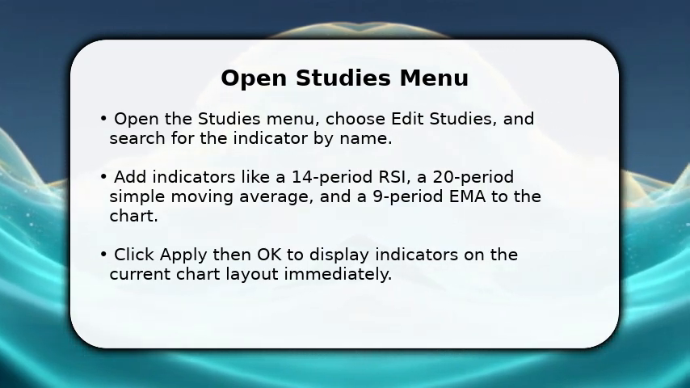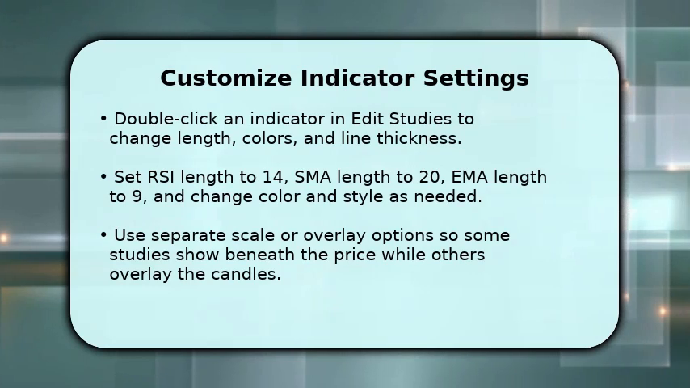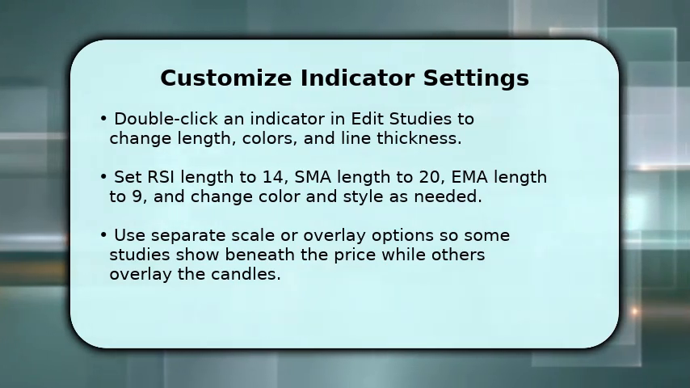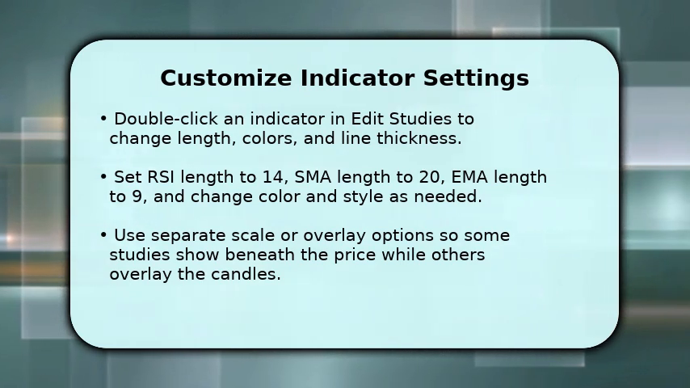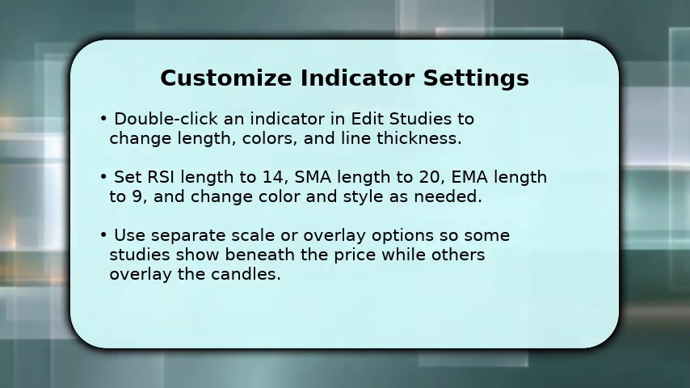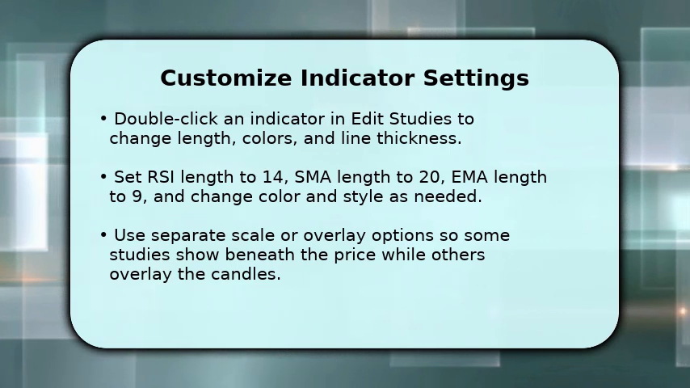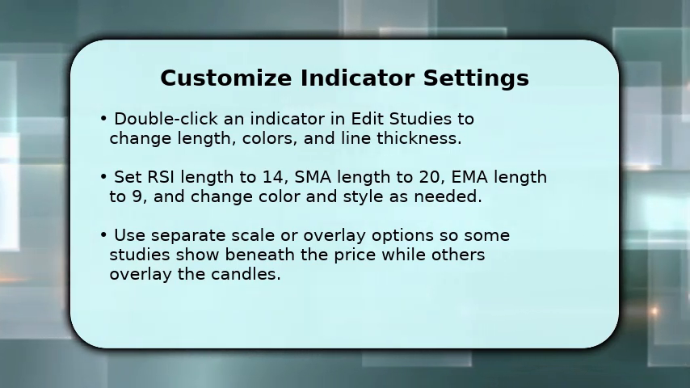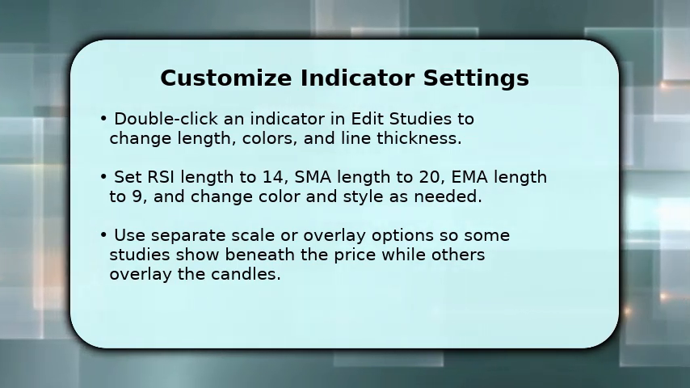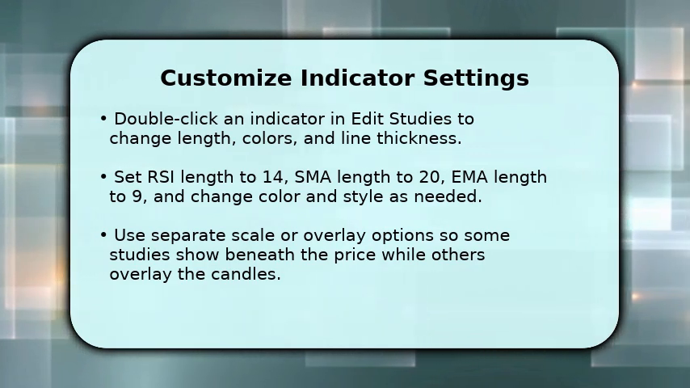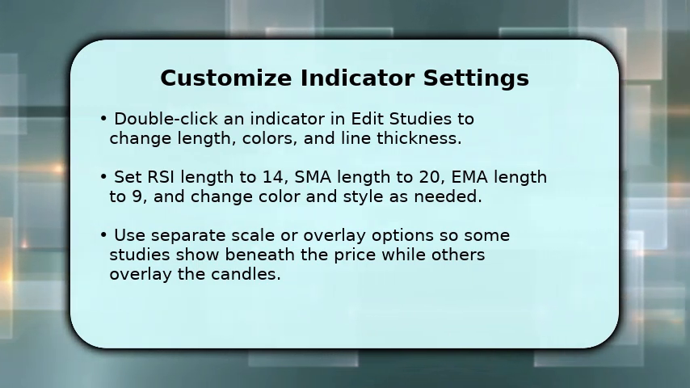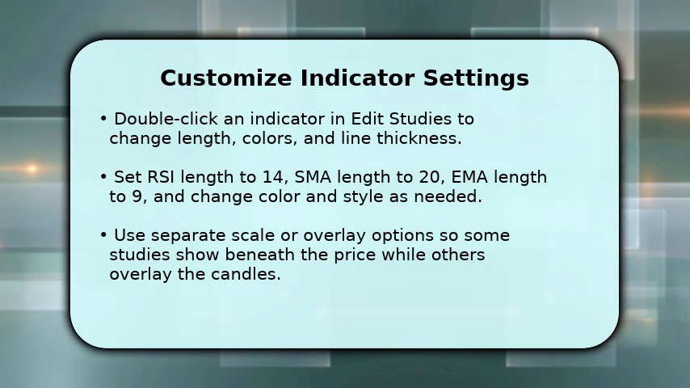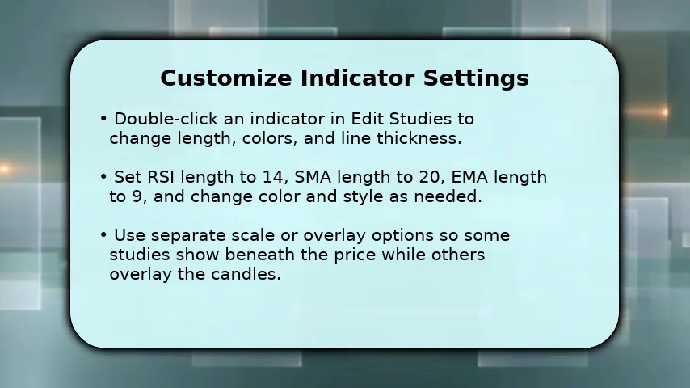Double-click any added study in the Edit Studies panel to open its parameter controls and customize values like length, source, and display. For example, set RSI length to 14, SMA length to 20, and EMA length to 9, then pick colors, line style, and thickness such as 2px for visibility. Choose whether a study overlays price or uses a separate lower axis, enable auto scale or custom scale, and preview changes by clicking Apply before clicking OK.